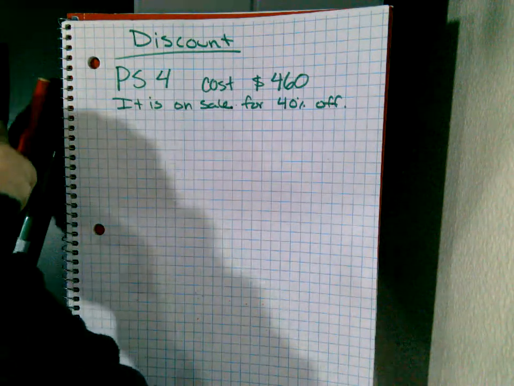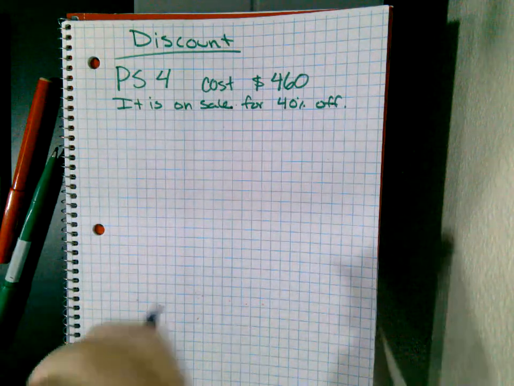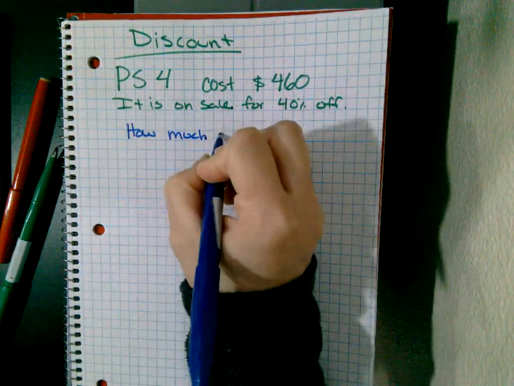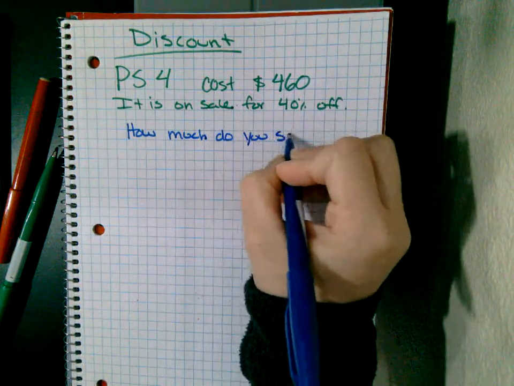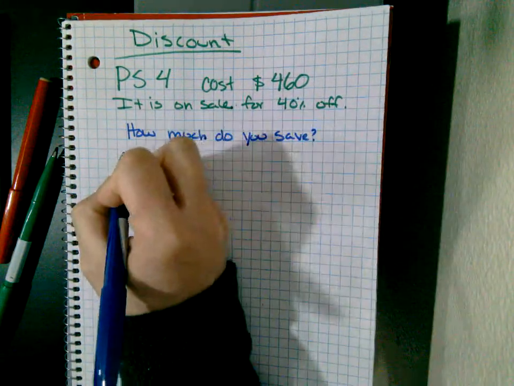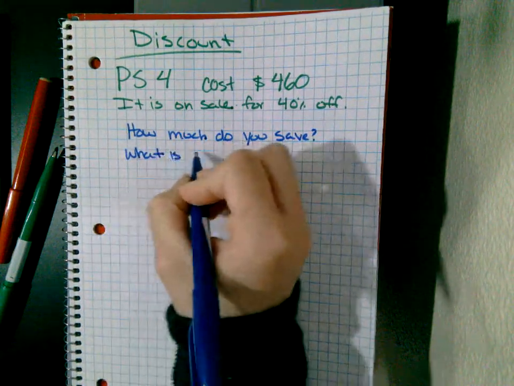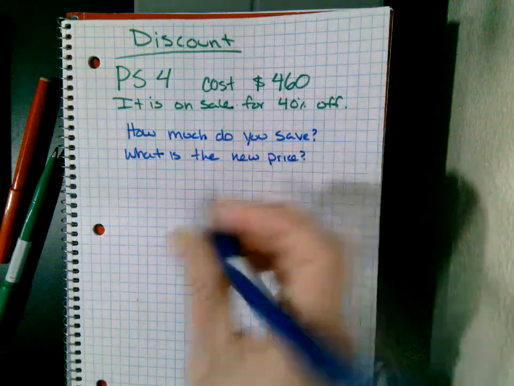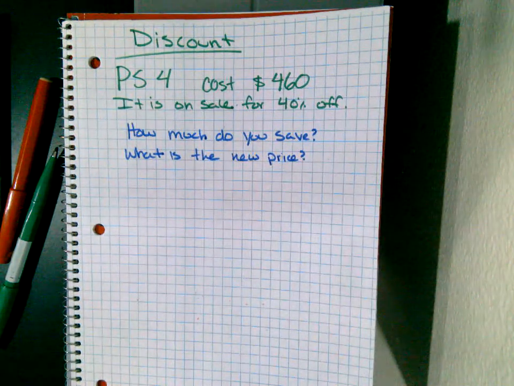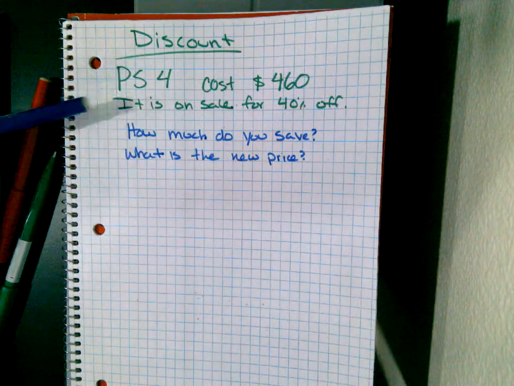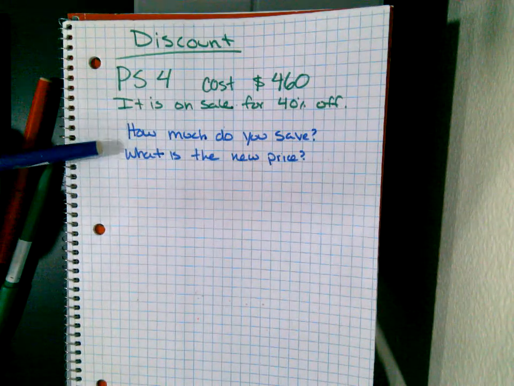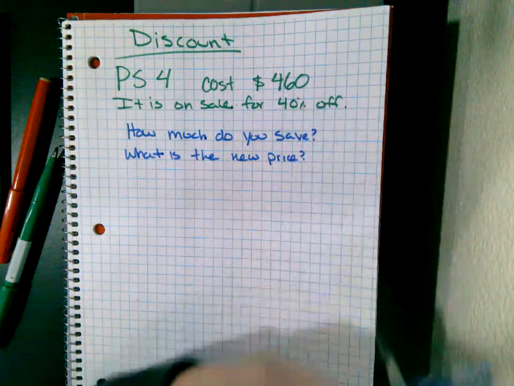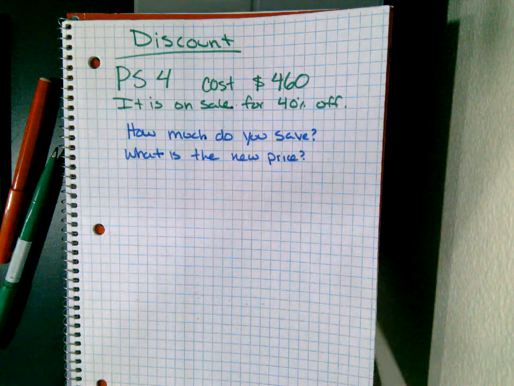Okay. So there's always going to be two questions that I ask you for discount. How much do you save? And what is the new price? So you're going to be given information, and then usually two questions follow: how much do you save, and what's the new price? I am saving 40%, but what is that in money? Like, what am I literally saving?